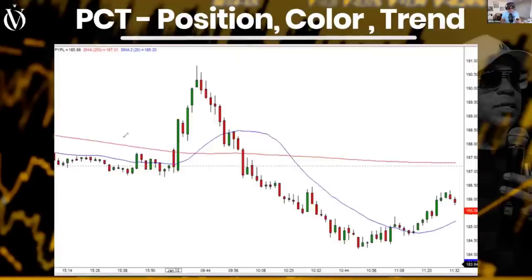All right. Now, here was the first bar of the morning. It was a red bar trapped in between the moving averages. That's what we call the trap zone. It's not above or below. It's in between. It's in the trap zone.